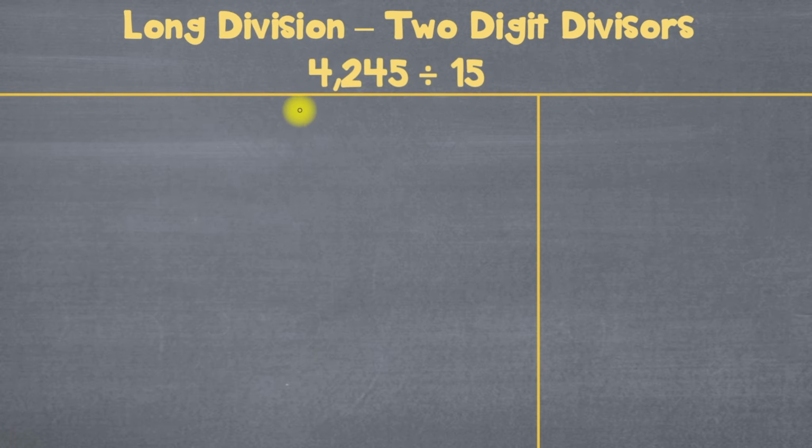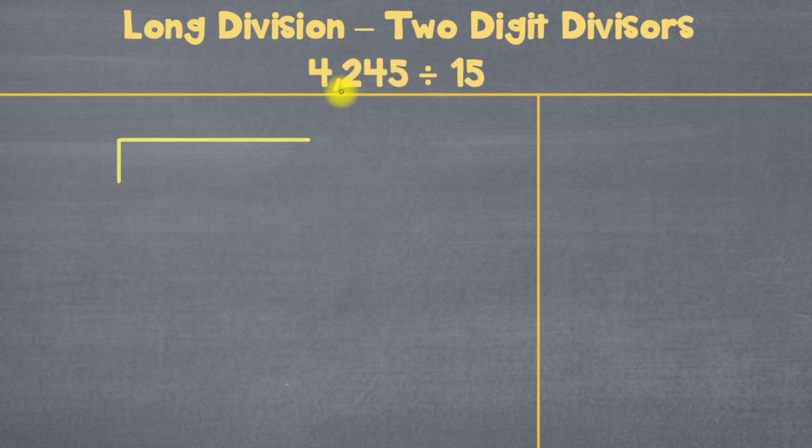So here's the example we're going to be going over. 4,245 divided by 15. The number that's doing the dividing here is 15, our two-digit divisor. Before we can do anything, we need to make sure that we set up our long division notation. We'll put that over here.